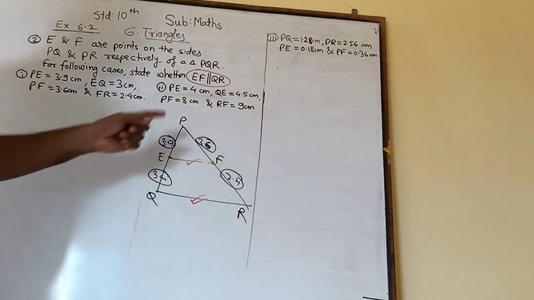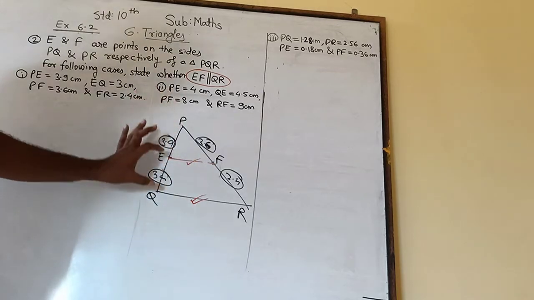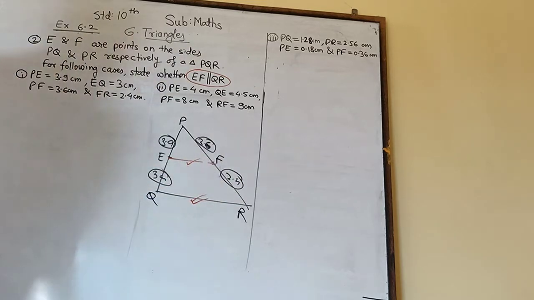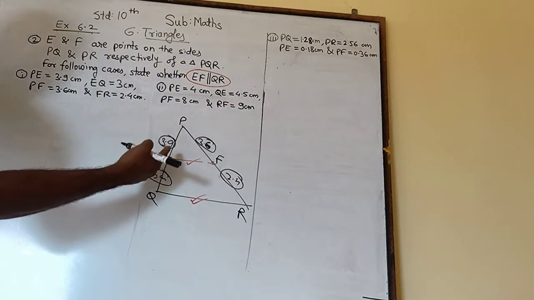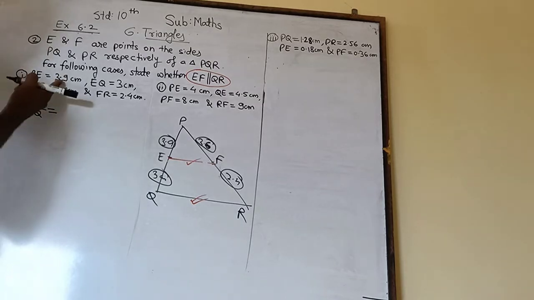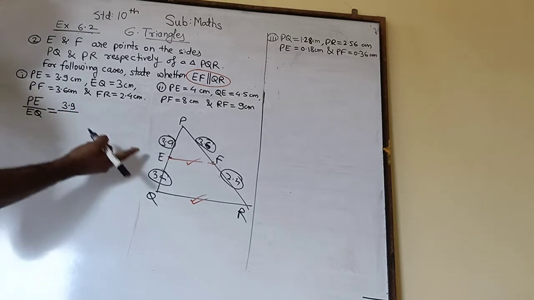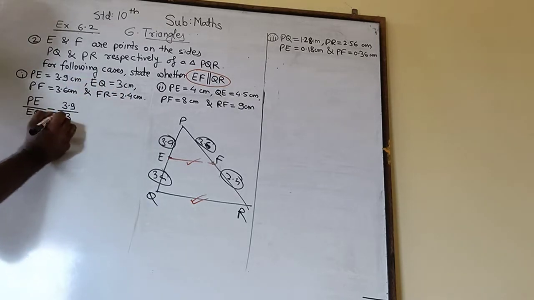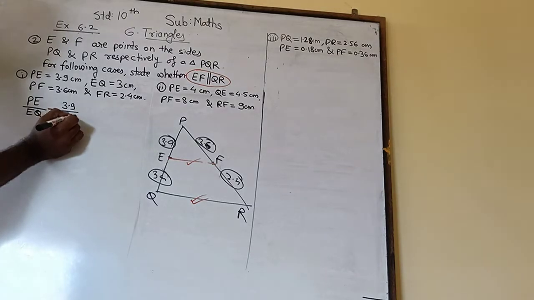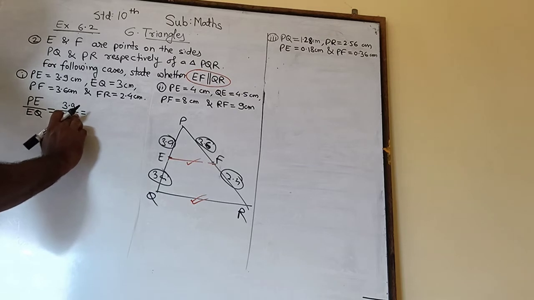So we know that for checking whether these two are parallel or not, we need these ratios, right? So first of all, what will I write? PE upon EQ equals PE is 3.9, and EQ is 3 given. 3 means students 3.0. Or you can write 3 also, no matter.